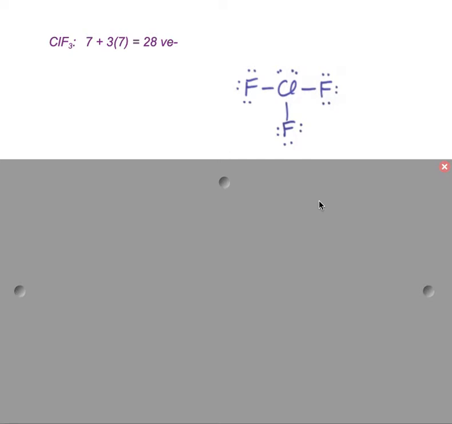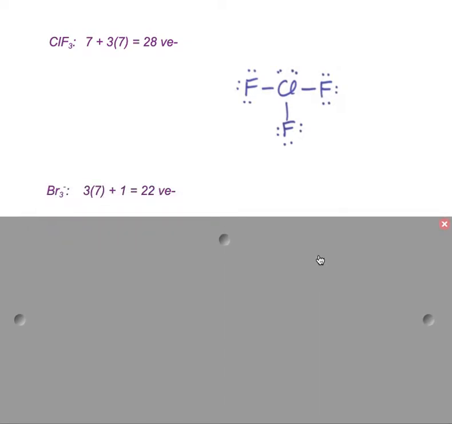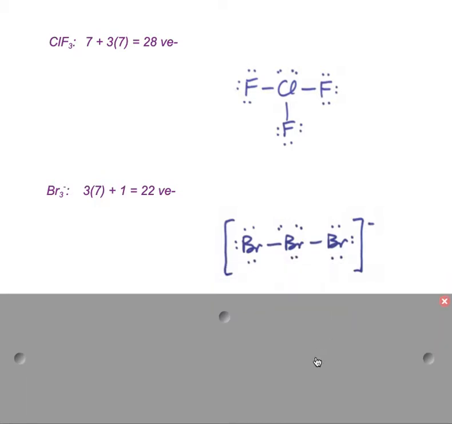Chlorine trifluoride has 28 valence electrons. Similarly, it will form 3 bonds to the fluorine atoms, with 2 remaining lone pairs in its valence shell. The tribromide anion has 22 valence electrons. We have a linear arrangement, and in order to accommodate all of those valence electrons, the central bromine atom has 3 lone pairs on it.